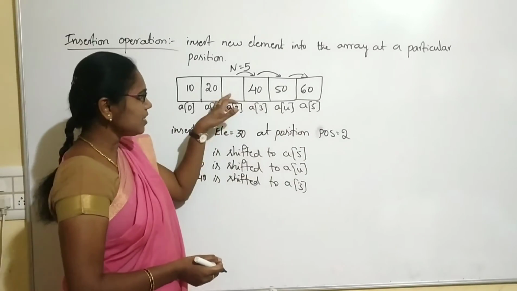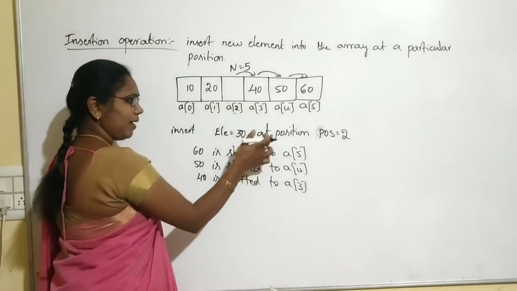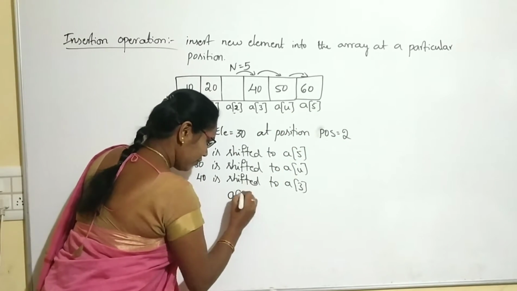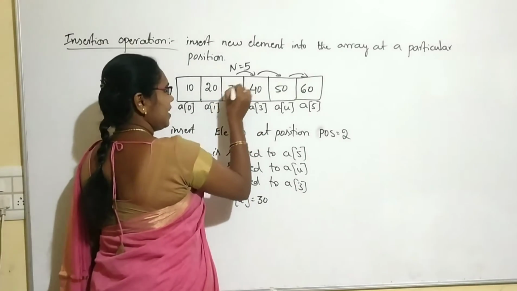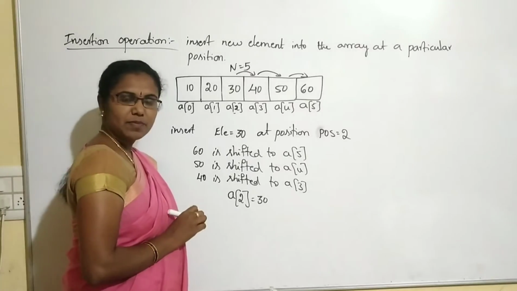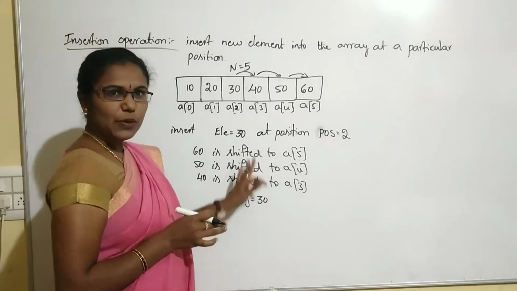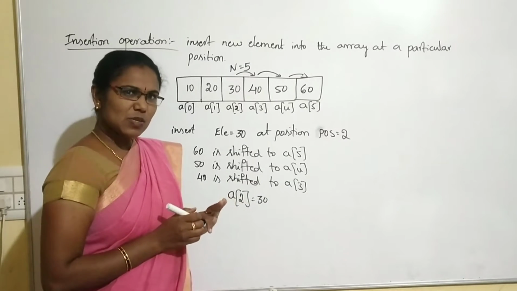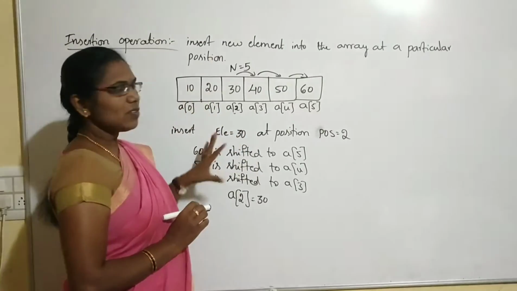Our required position is empty now. Then we are inserting the new element 30 to position 2. We write the statement A[2] = 30. Then the element 30 is stored in this position. So this is the procedure we use to insert a new element into the array. Students, do you understand? It is a very easy method to insert a new element into the array.